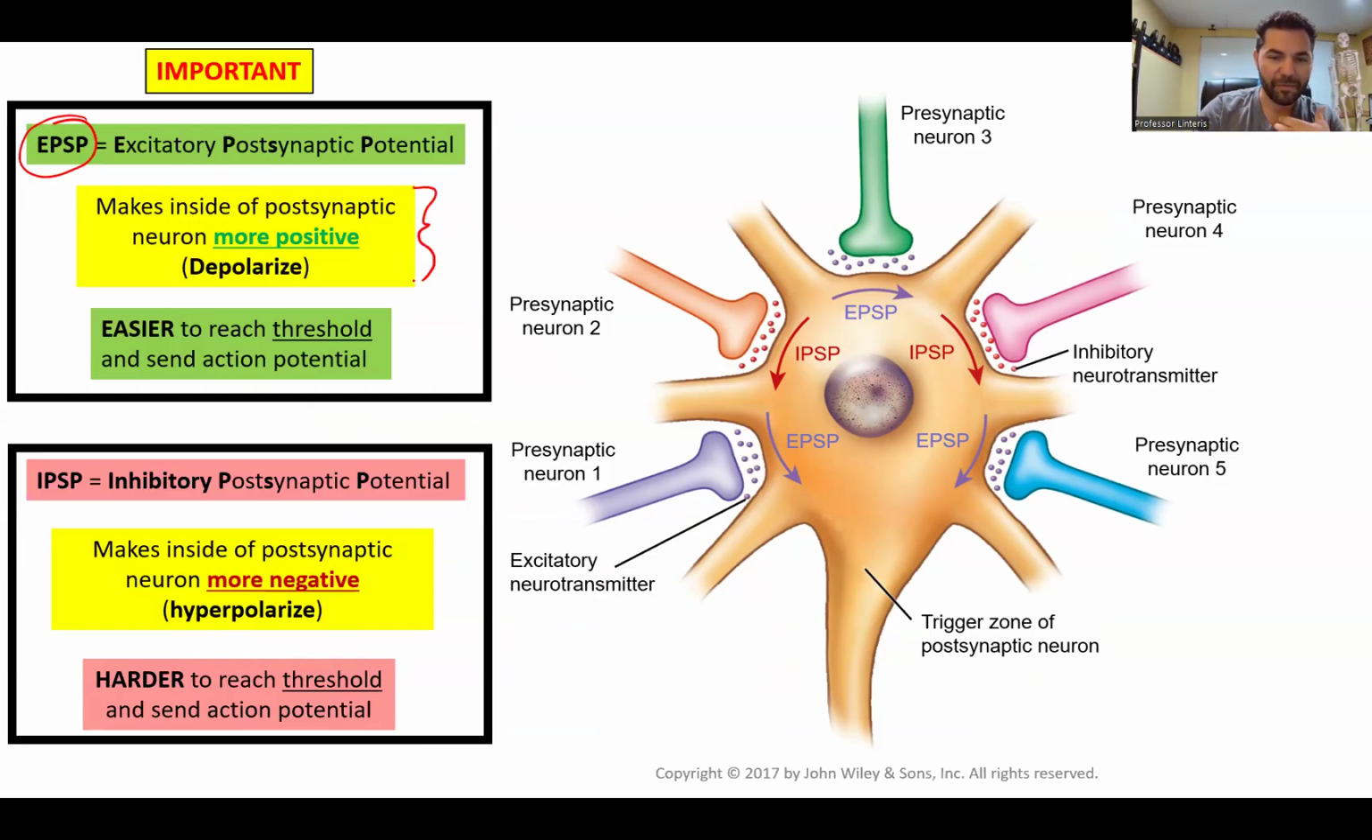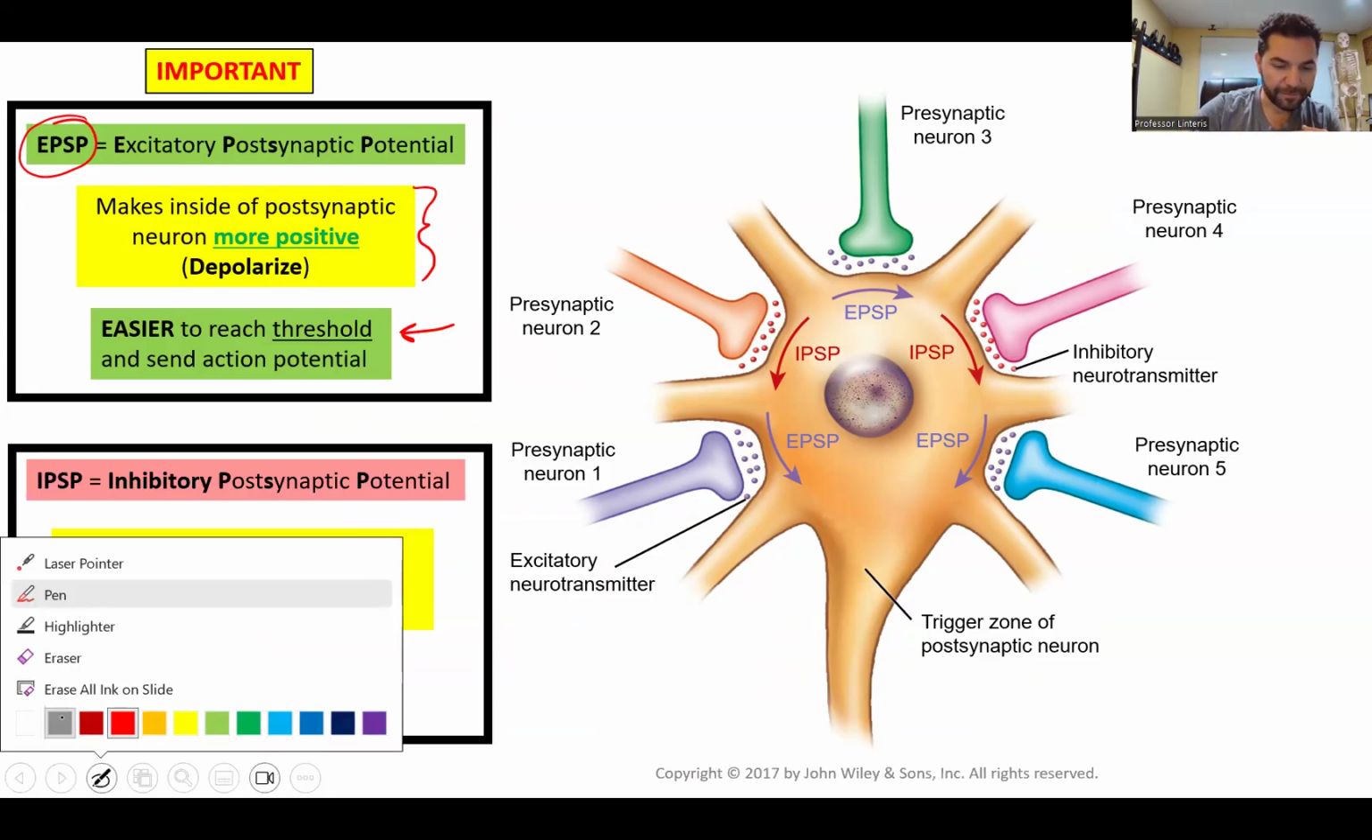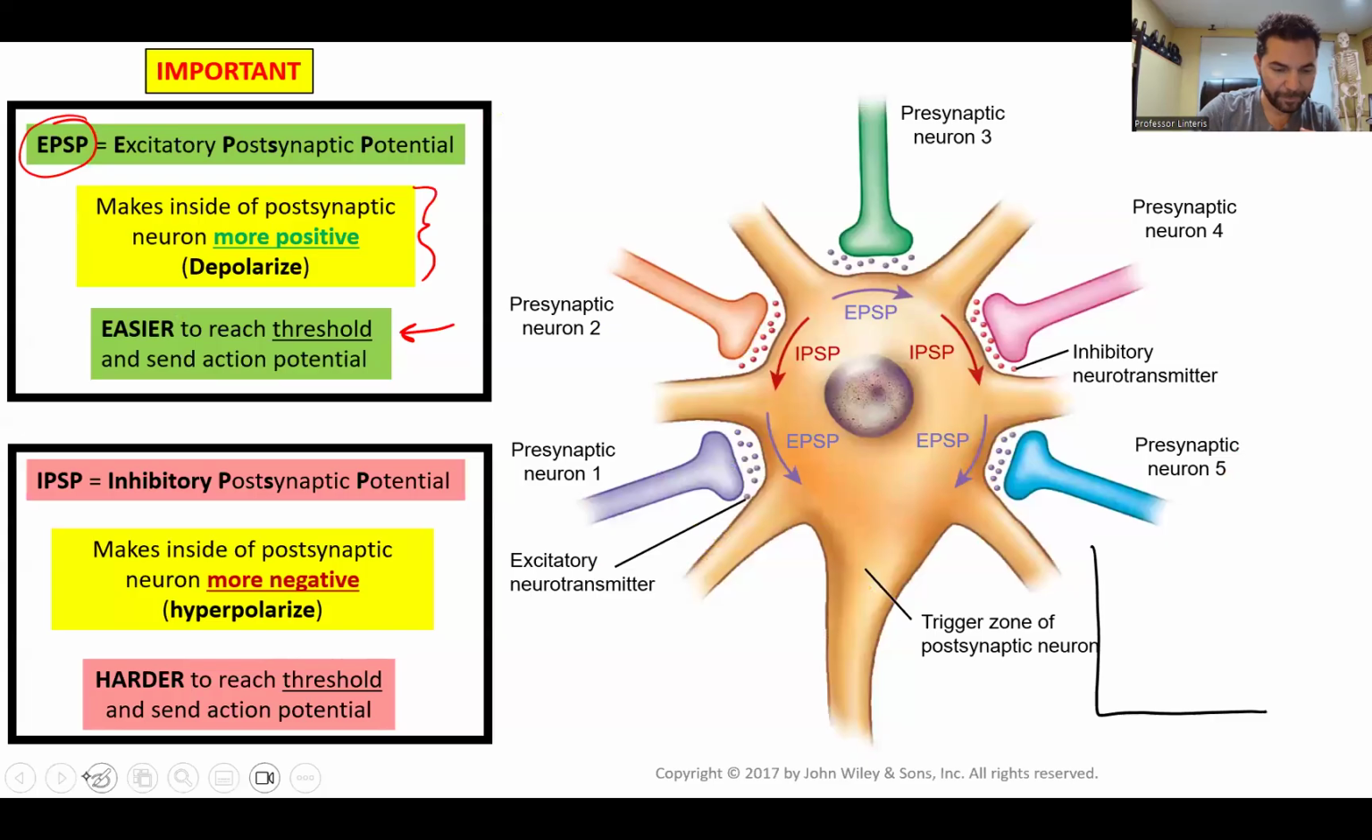It makes the inside of the cell more positive, aka it will depolarize, right? Making it easier to reach threshold. So if we look at the picture, your EPSPs make it go up. Your IPSPs make it go down. Makes sense. Inhibitory postsynaptic potentials make the neuron more negative. That's why the charge goes down. And they make it harder to reach threshold.